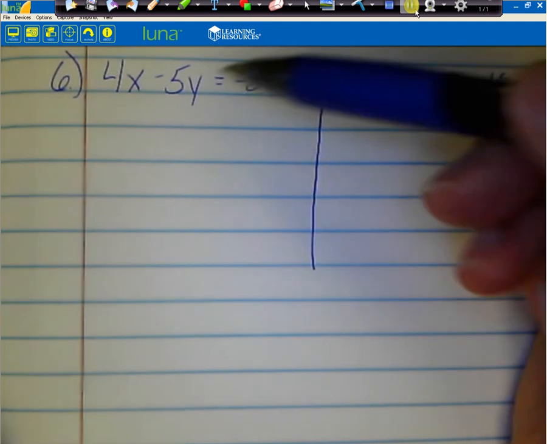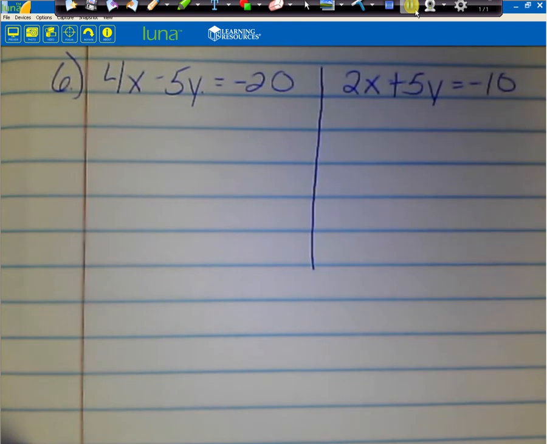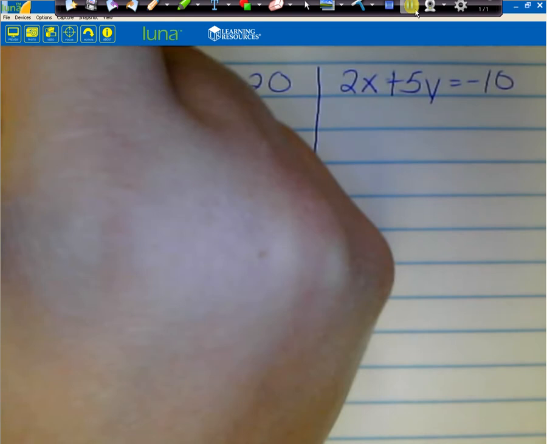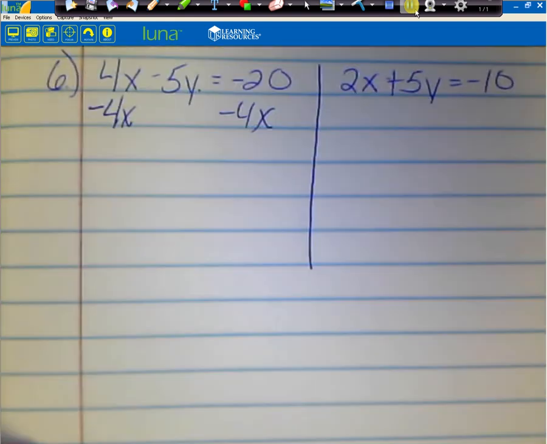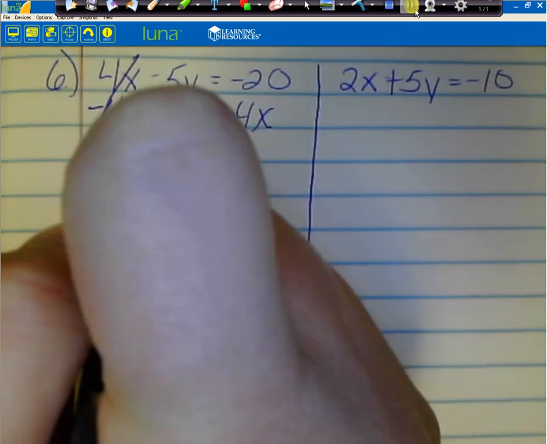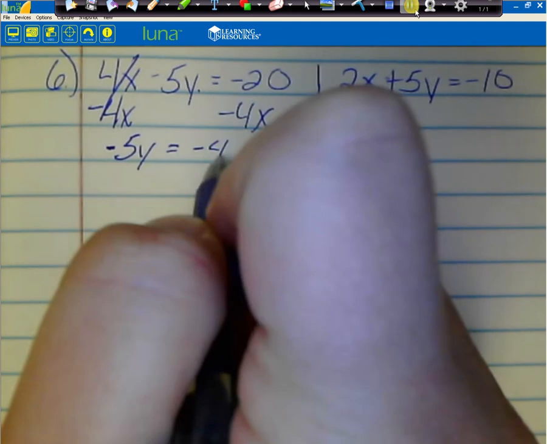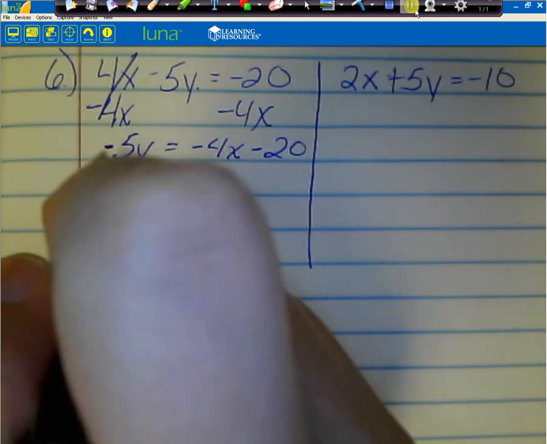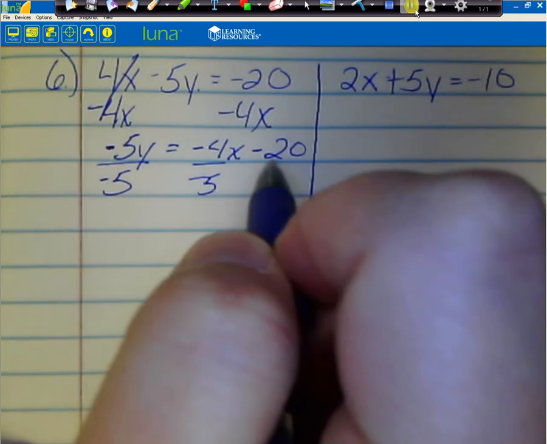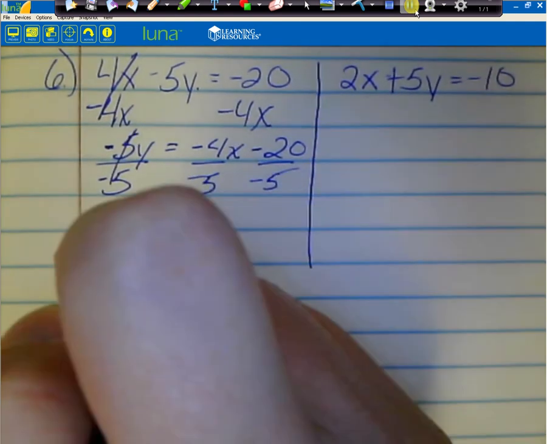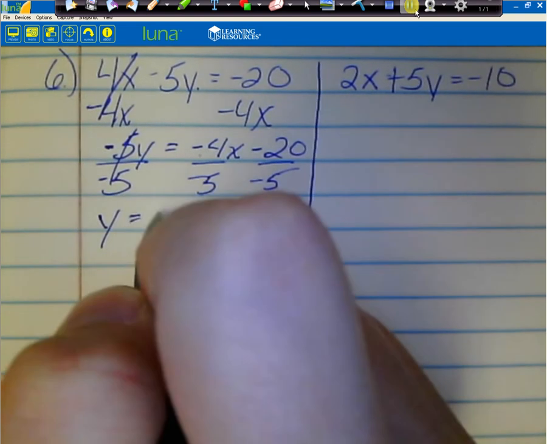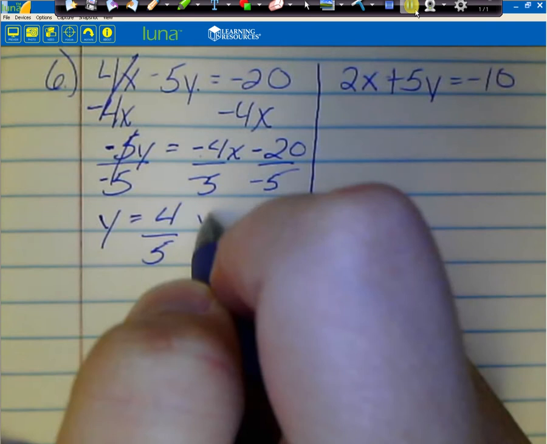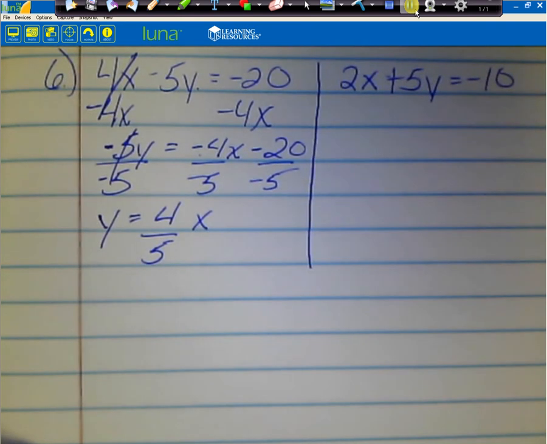Again, my whole point is to get this y right here by itself, so I need to move that 4x. It's a positive 4x, so I'm going to subtract 4x from both sides. This side it's going to cancel. I'm going to have negative 5y equals negative 4x minus 20. Again, can't actually subtract those. 20 doesn't have an x. Then I need to get rid of the negative 5 by dividing everything by negative 5. And I end up with y equals negative divided by negative is a positive 4 over 5x. Negative 20 divided by negative 5 is a positive 4.